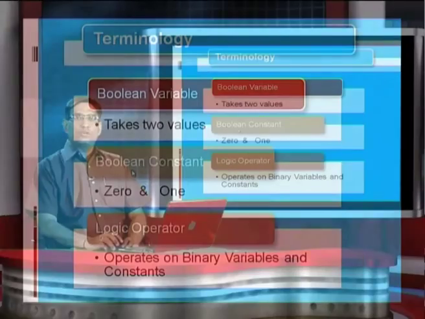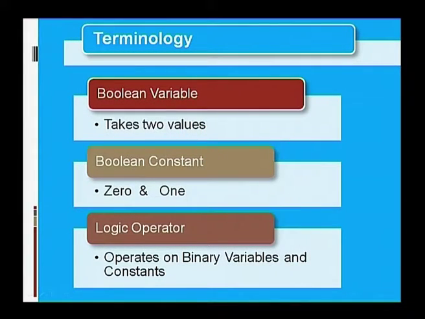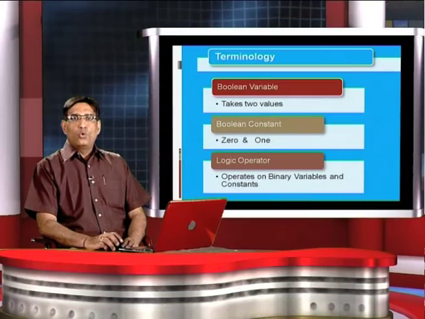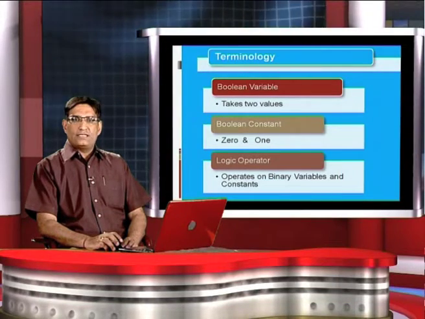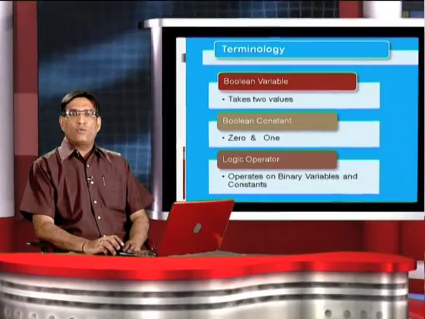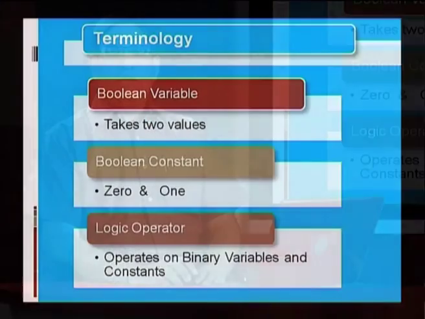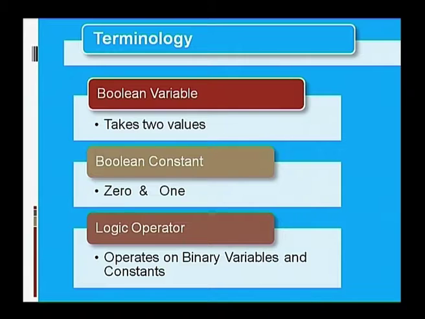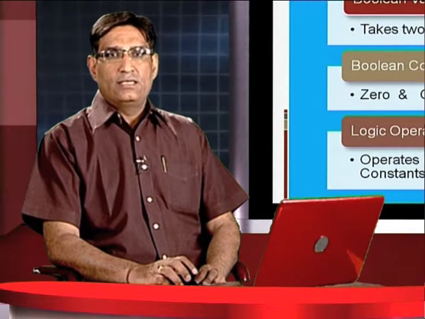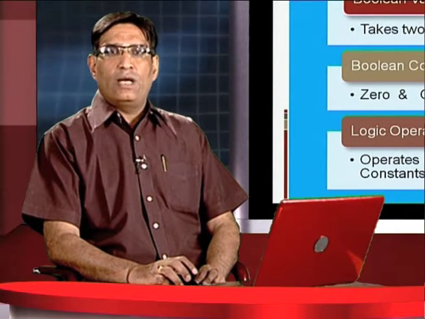Now, second is Boolean constant. We say that a symbol whose given value does not change until and unless it is changed programmatically is termed a constant. So, again there are two Boolean constants, one is 0 and second is 1. That means, if I say x is a variable, then x can have two values, 0 or 1. If I say x equals 1, then x becomes a constant.